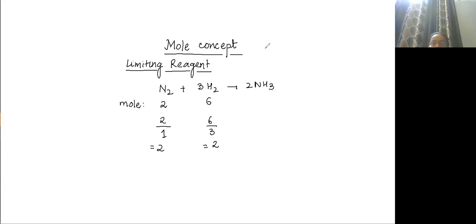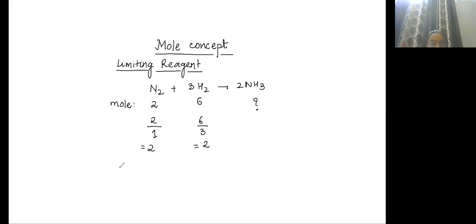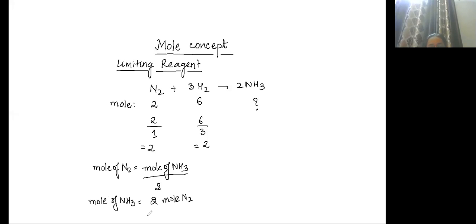Okay. Now if I ask you what is the moles of NH3 that is produced? You can find moles using N2 or H2. Both ways you will get the same answer. Moles of N2 by 1 is equal to moles of NH3 by 2. So moles of NH3 is 2 into moles of N2. This is 2 into 2, because moles of N2 is given as 2. So moles of NH3 is 4.